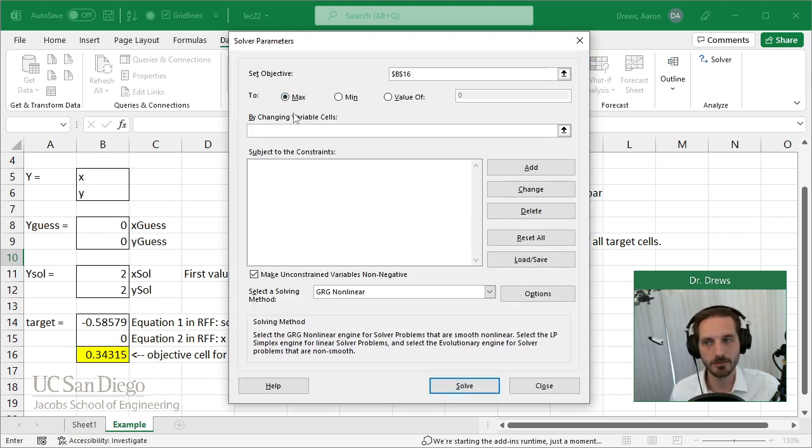To value of what? Well, it can maximize it, it can minimize it, or you can pick a specific value. We want to pick a specific value of 0, although minimizing would actually work here too, since we're dealing with the sum of squares, but we want to try to set it equal to a value of 0 if it can get there. And then by changing variable cells, and that's the part where you say, what are the things that Excel is allowed to change?